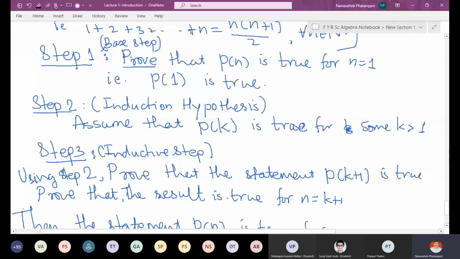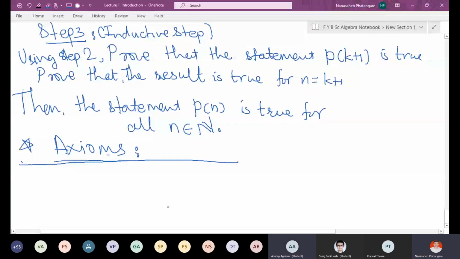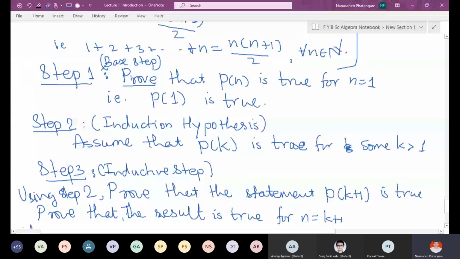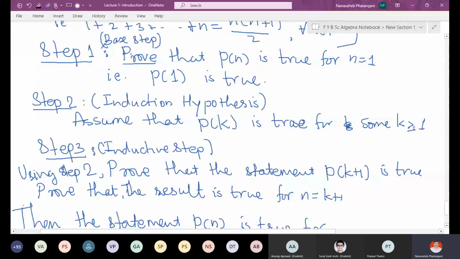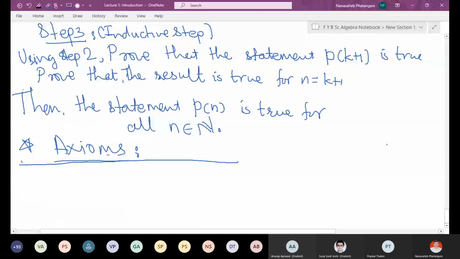Excuse me, sir. Yes. Sir, I think in step 2, k should be greater than or equal to 1, not greater than 1. Yes, that you can say, because already for k is equal to 1 we have proved, and then no harm in saying greater than or equal to 1, right? So that is fine. Okay, sir.